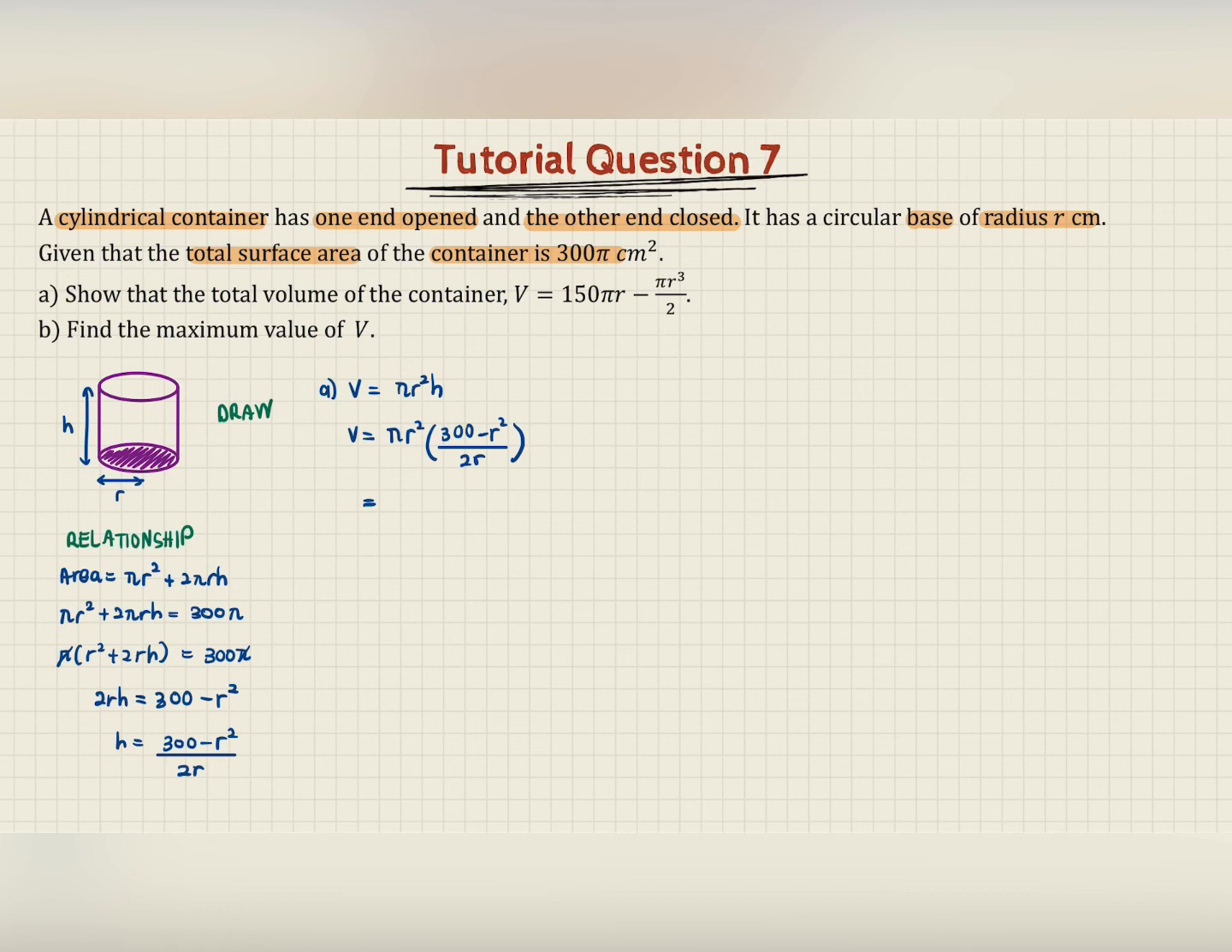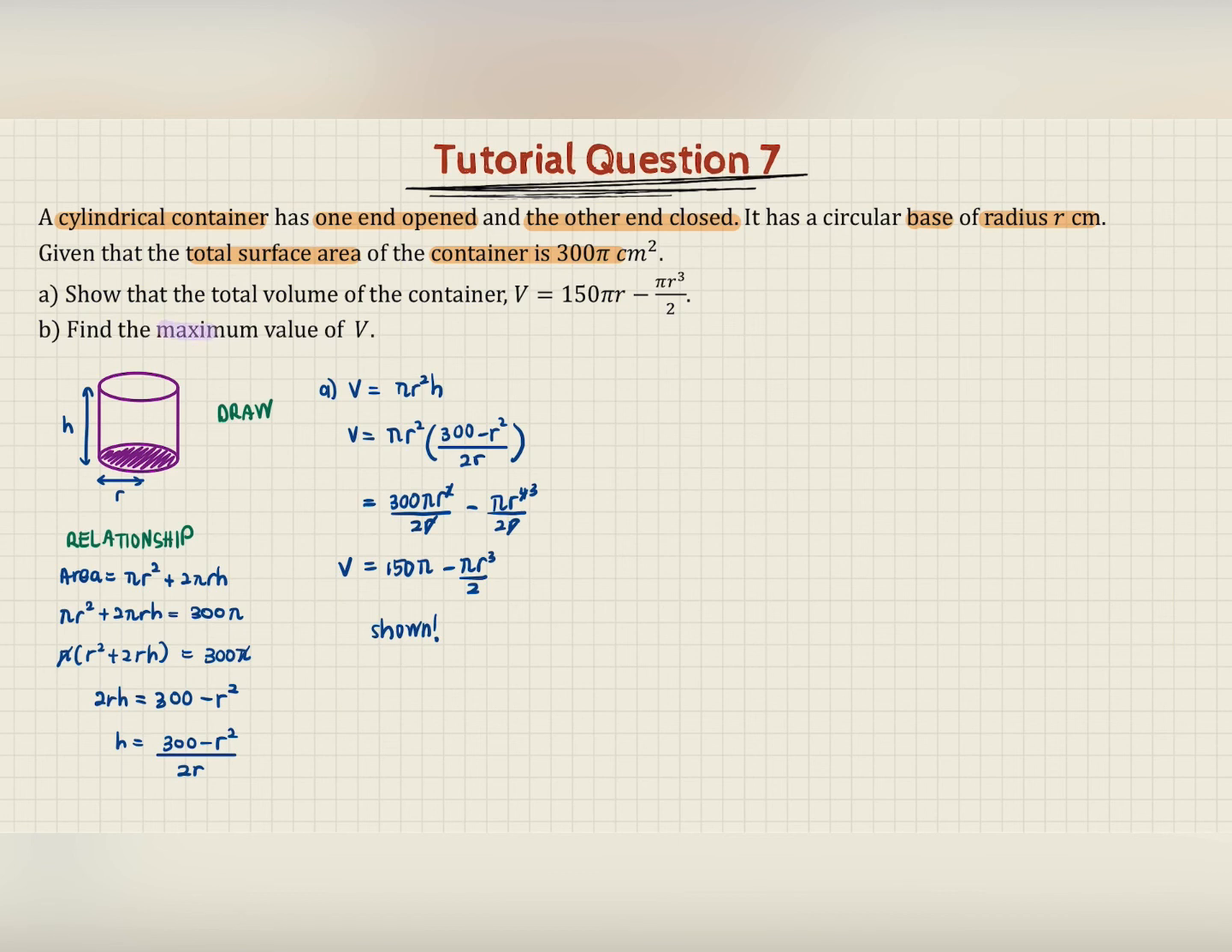Okay, so saya expand dahulu. So we have 300 pi r squared over 2r minus pi r to the power of 4 over 2r. So kat sini boleh nampak r ini boleh potong, 300 bahagi 2 dapat 150 pi. Dan here will be cubic. So minus pi r cube over 2. So dapatlah kita shown. Untuk part A, settle.